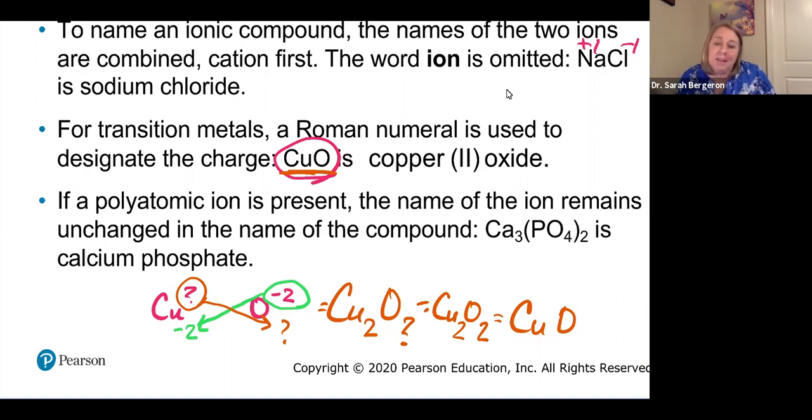If you have a polyatomic ion, when you see the polyatomic ion, all you have to do is say its name. So this would be Ca3(PO4)2. Looks like you got a lot going on, but it's super easy. Calcium, and then you would just have to say, ooh, I see that's a polyatomic, it's in parentheses.